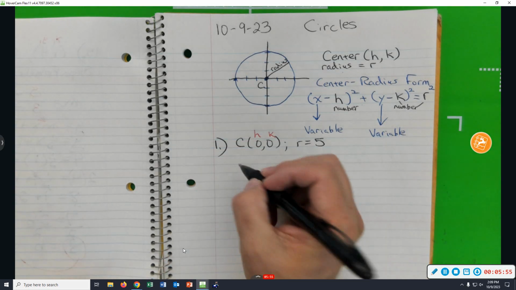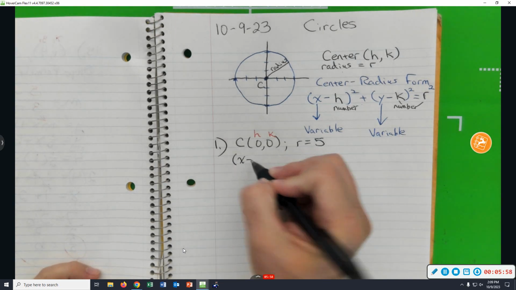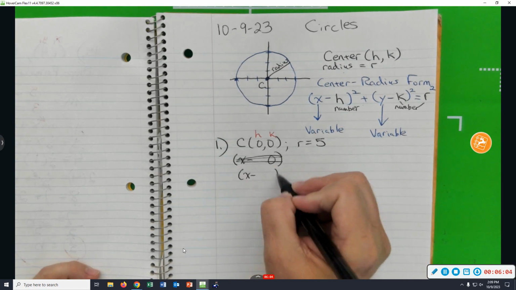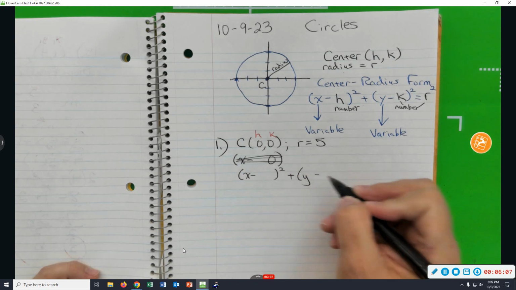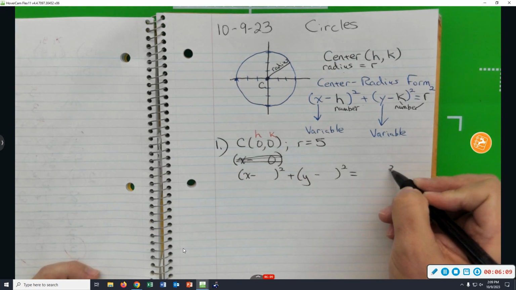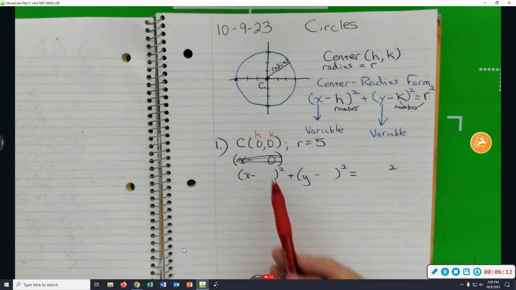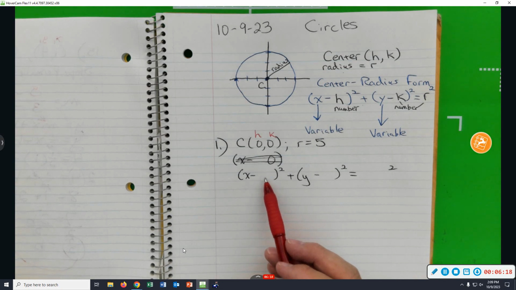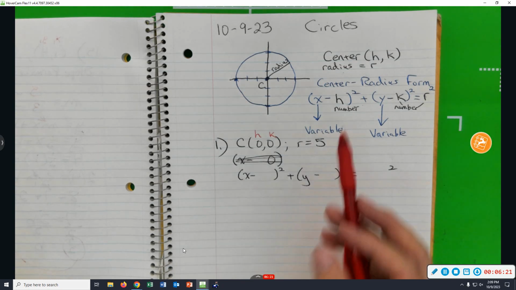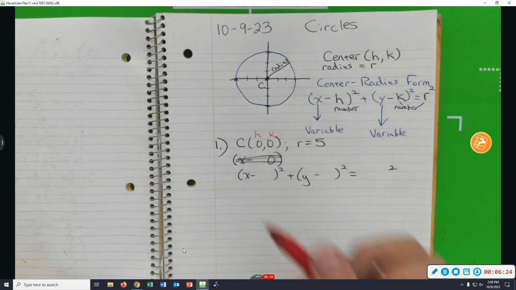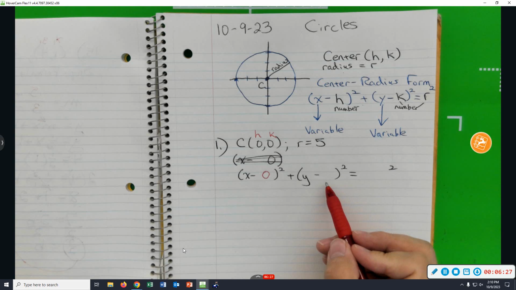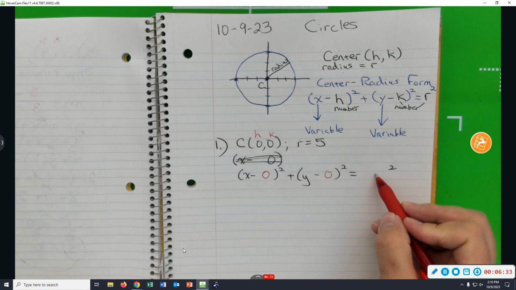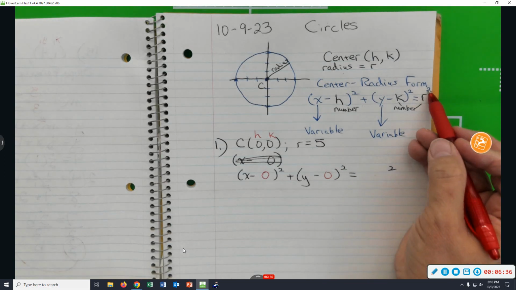So to write center radius form, we have x minus, I'm just writing out the part with the variables. Now I'm going to let y'all tell me. Okay, x minus the h value. h is 0, so I'll put the 0 there. I'll let y'all tell me what's going to go here. 0, the k value. And what's going to be squared here? 5. That radius gets squared.